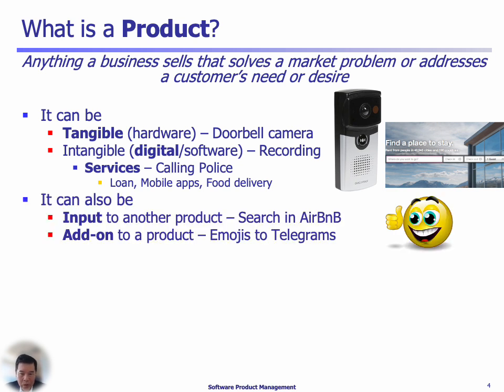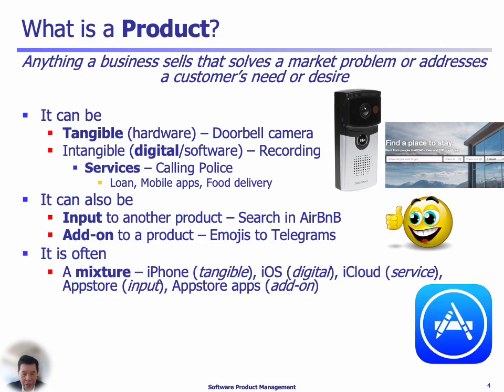Now, the product can also be an input into another product. For example, in Airbnb, where you sell temporary lodging, you can also provide a product such as a search that helps you search the right lodging. It can also be an add-on to an existing product such as an emoji on Telegram. Often it is a mixture of a bunch of stuff.